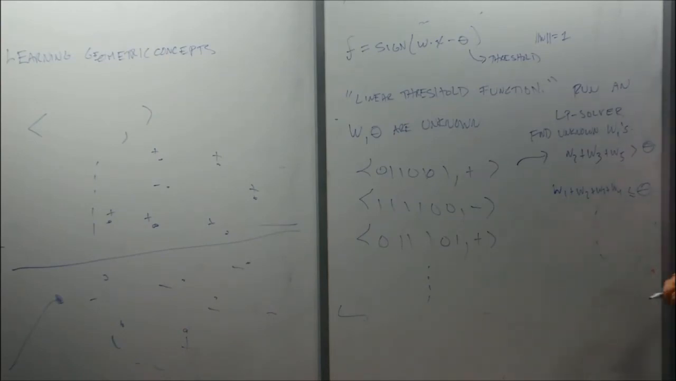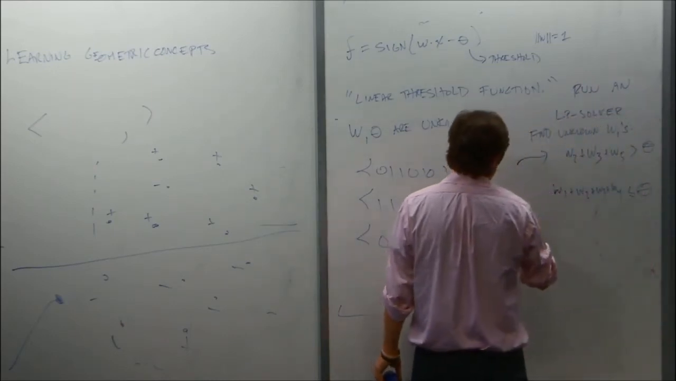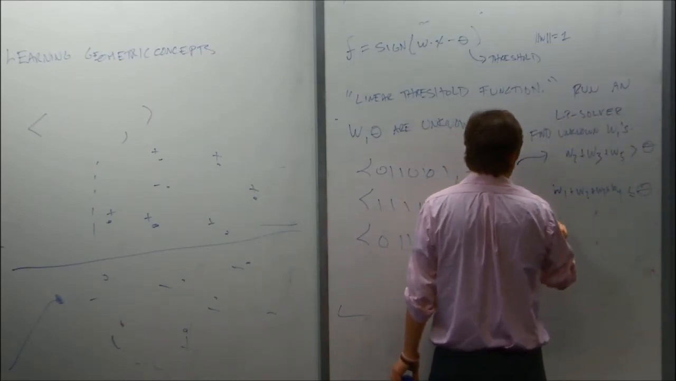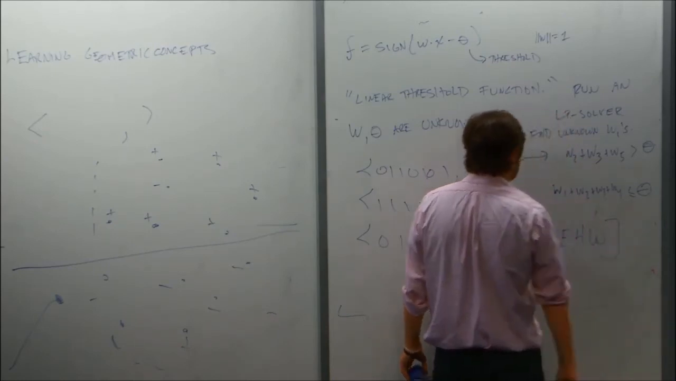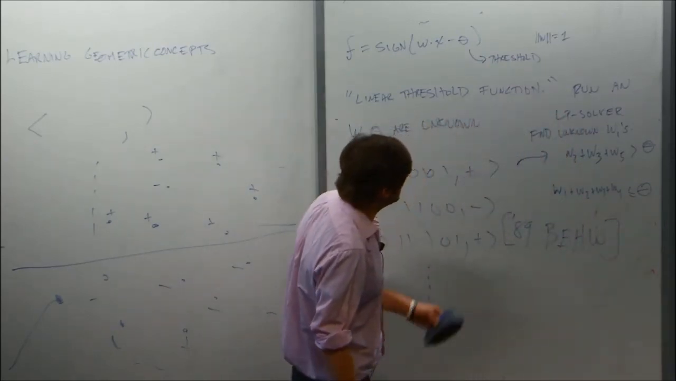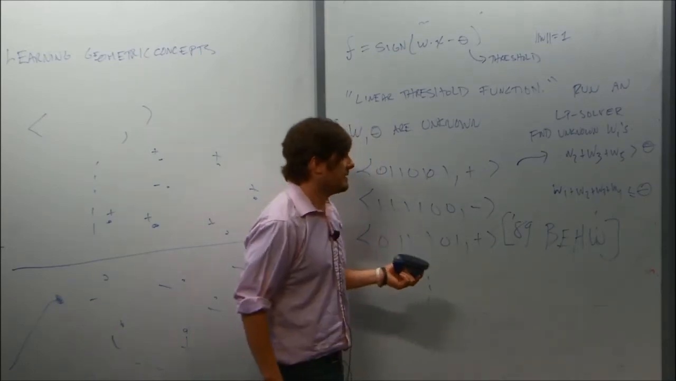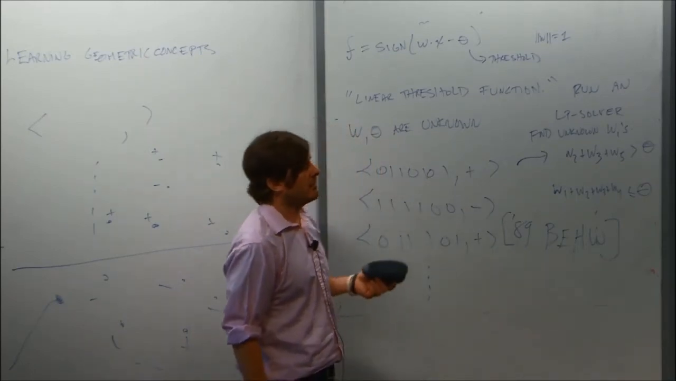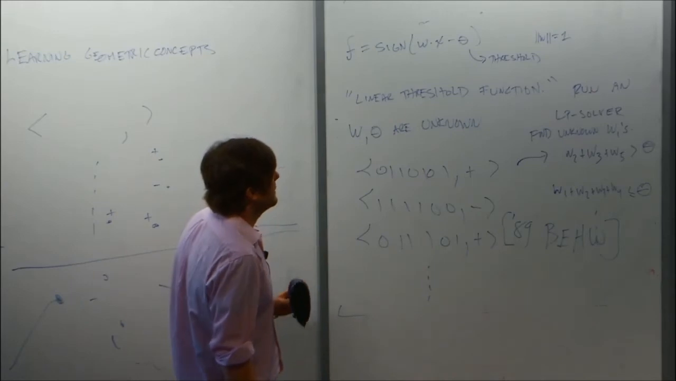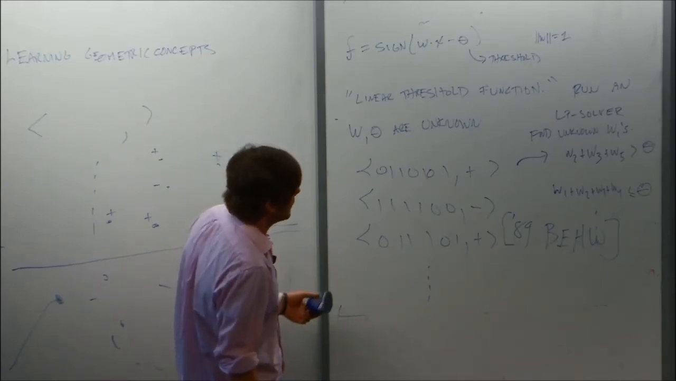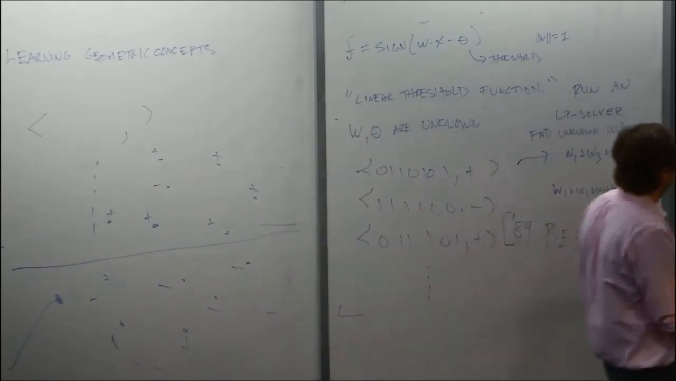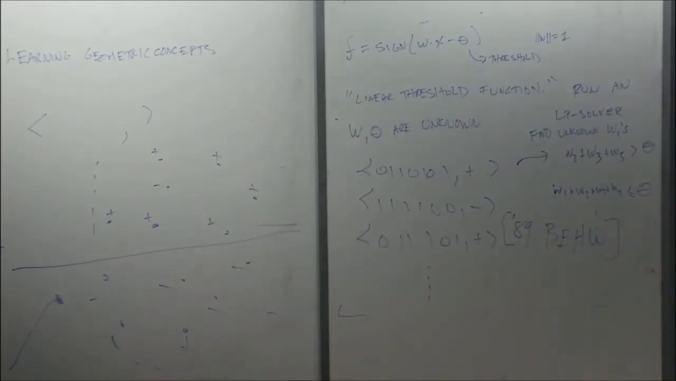I should say, somewhat surprisingly, this wasn't written down until '89. This is Blumer, Ehrenfeucht, Haussler, and Warmuth. But this problem of learning a half space was studied in the 50s by Block, Novikoff, and Rosenblatt. They came up with something called the perceptron algorithm. Maybe we'll get to that. Okay, so this is great. For every distribution, we're able to learn a linear threshold function.